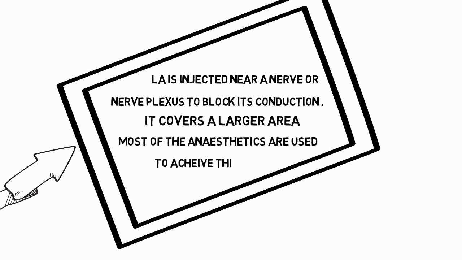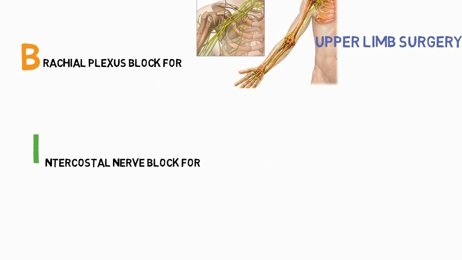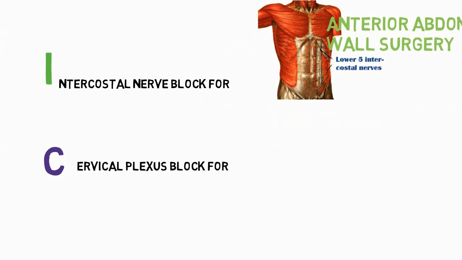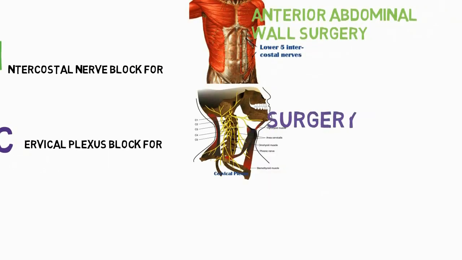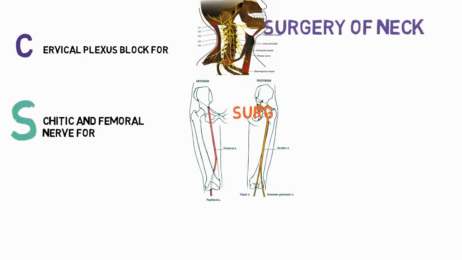Uses: it is used to block the brachial plexus for upper limb surgery, intercostal nerve block for anterior abdominal wall surgery, cervical plexus for surgeries of the neck, and sciatic and femoral nerve block for surgeries in the area distal to the knee.